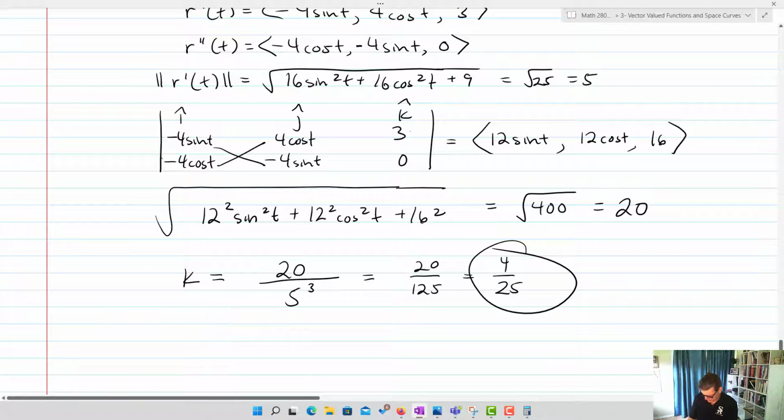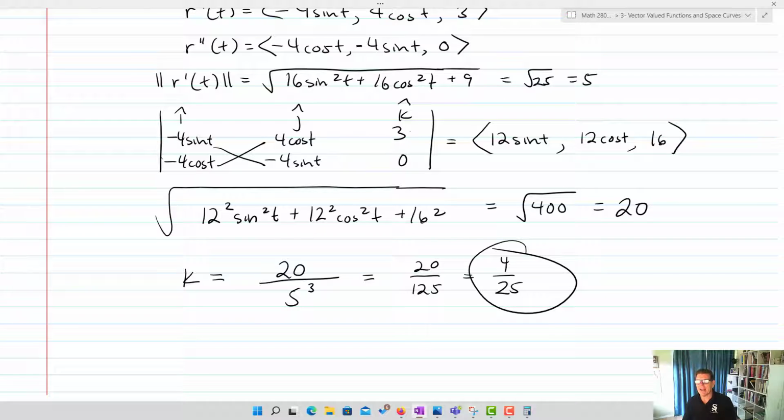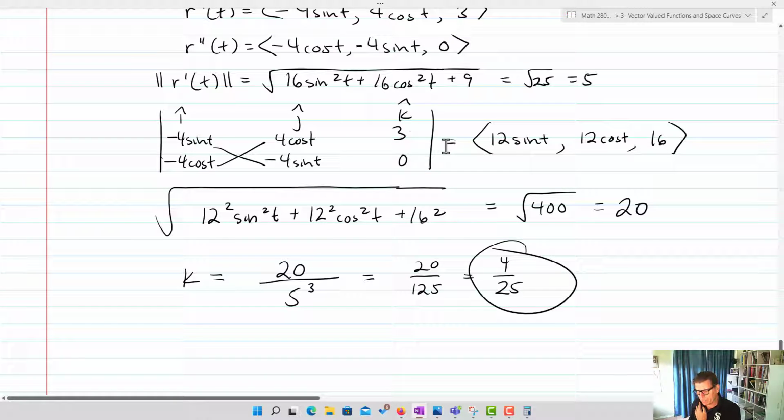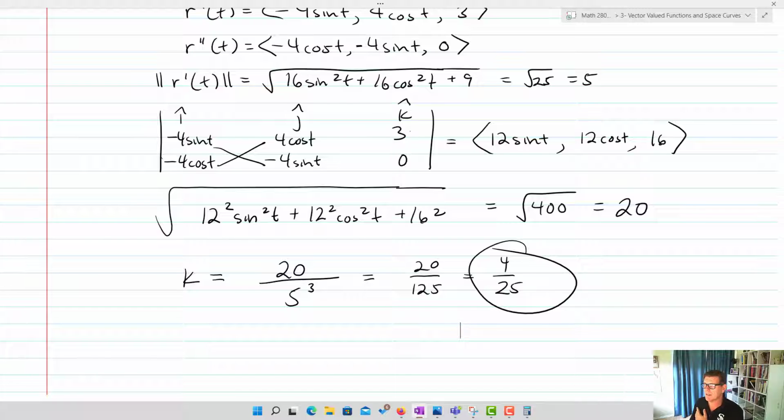Now, by the way, this is a circle. It's a circle of radius 4, and so if you think about it, on a circle, the curvature is always the same. And so that's one of the reasons why the curvature for this particular vector valued function ends up being equal to a constant value. They aren't always. In fact, we'll see an example right now.